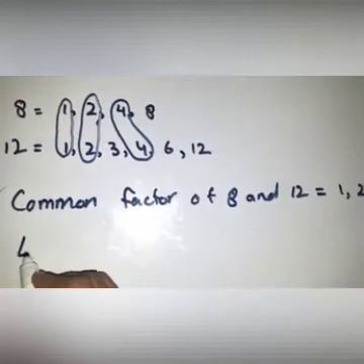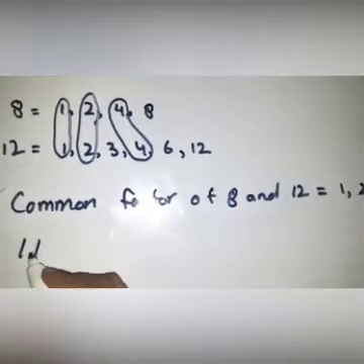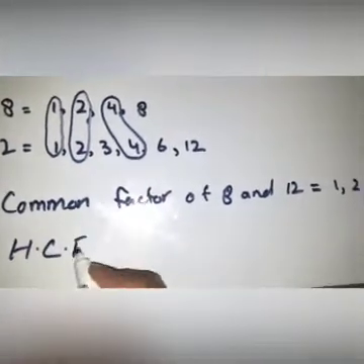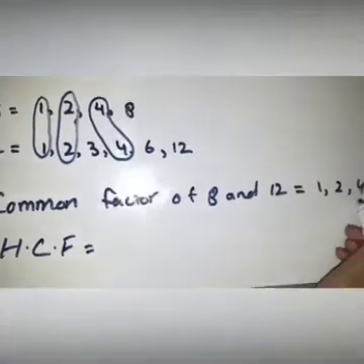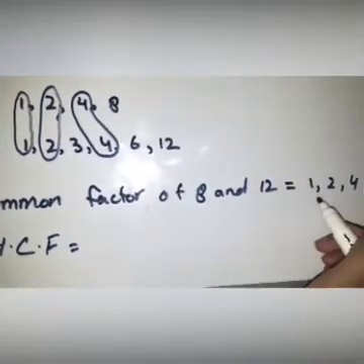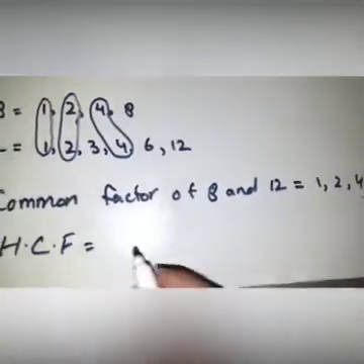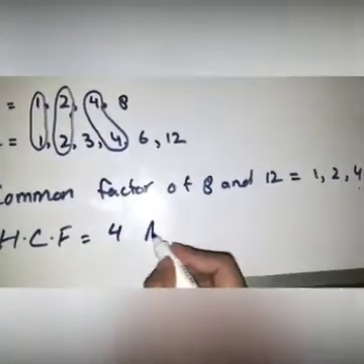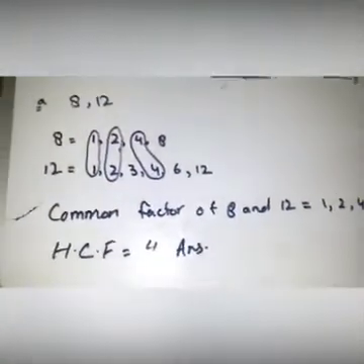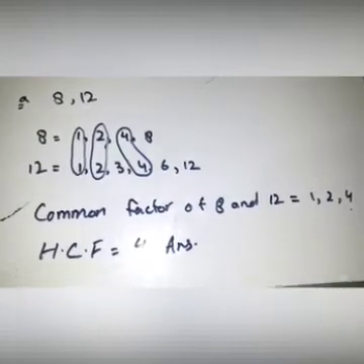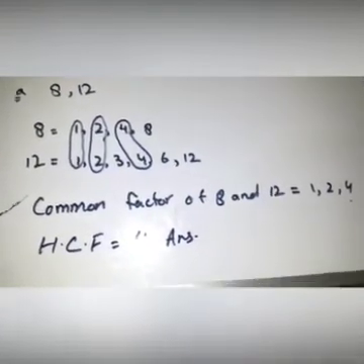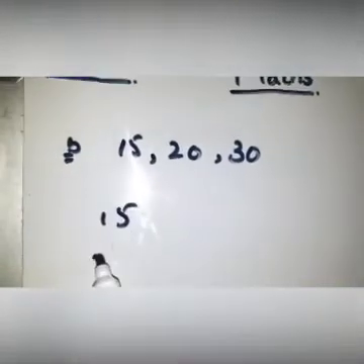And what is the HCF? HCF means highest common factor. Highest common factor is 4. You can see that 4 is the highest factor between them. So 4 is the answer of this question. You have to solve this question on your neat copy, and other questions with the same process. Now you have part B, so you will write these three values here.